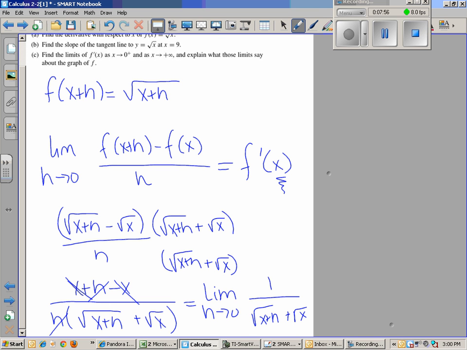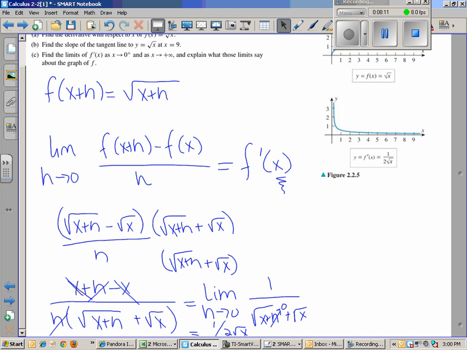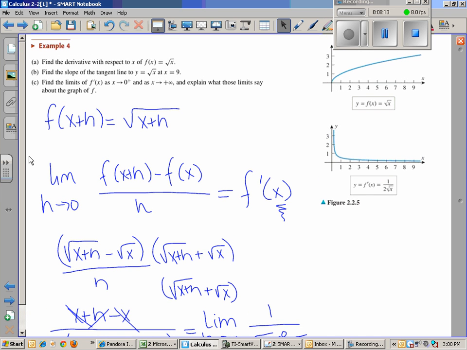And as I simplify that, I'm going to get 1 over 2 square root of x, because h is going to go to 0. So, taking a look at the picture, we have 2 pictures to look at. The first picture is the actual graph of y equals the square root of x, and the second picture is the graph of the derivative. So, this is pretty close to a vertical line. Then what's happening to the slope as we move along the curve? It's getting closer and closer to, yep, you guessed it, 0 without actually being there.